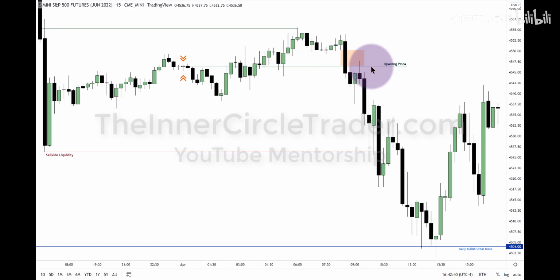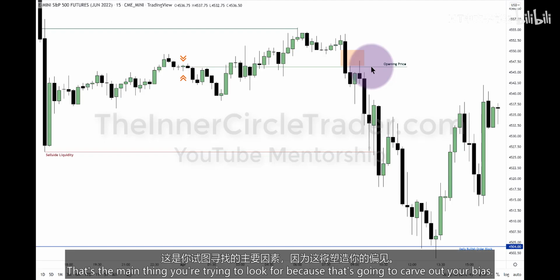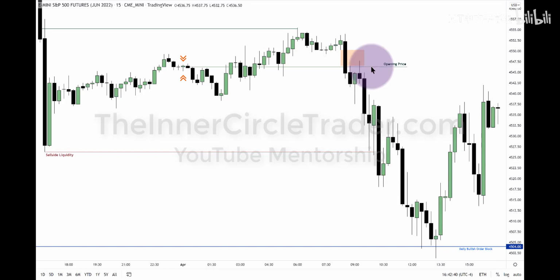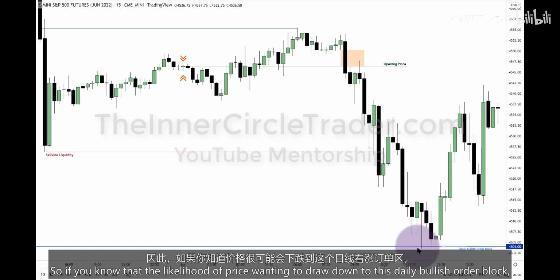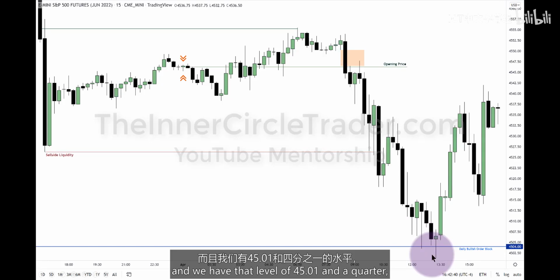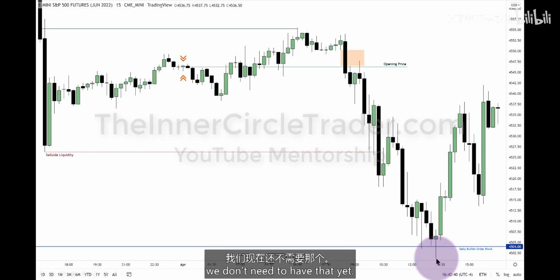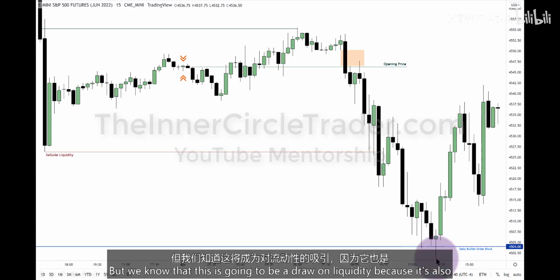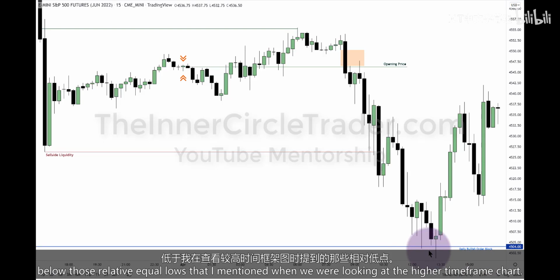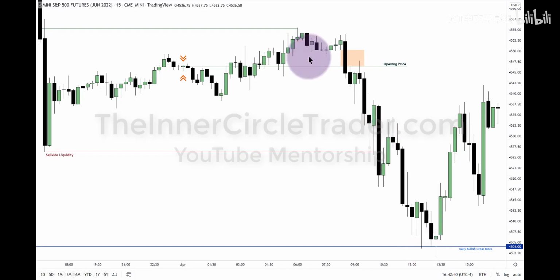on your daily chart, where is it likely to go? Where's the expansion likely to take price, higher or lower? That's the main thing you're trying to look for, because that's going to carve out your bias. So if you know that the likelihood of price wanting to draw down to this daily bullish order block, and we have that level of 45.01 and a quarter, which is that candle's low, we don't need to have that yet. But we know that this is going to be a draw on liquidity because it's also below those relative equal lows that I mentioned when we were looking at the higher time frame chart.